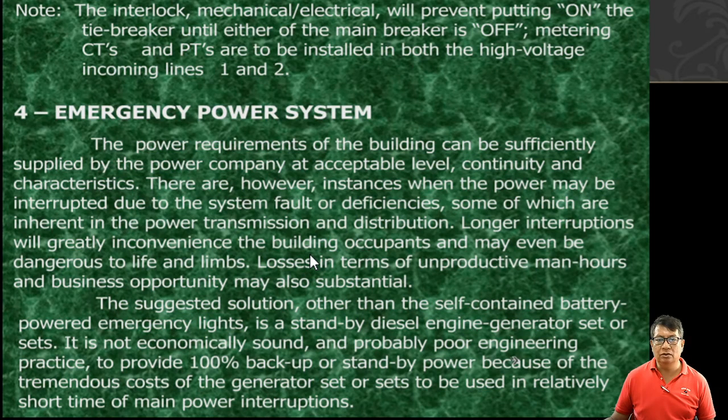Okay, let's proceed to the emergency power system. We have what is called the emergency power system, in case of blackouts or brownouts. The power requirements of the building can be sufficiently supplied by the power company at acceptable level, continuity, and characteristics. However, there are instances when the power may be interrupted due to system faults or deficiencies, some of which are inherent in the power transmission and distribution of the distribution utilities. Longer interruptions will create inconvenience for the building occupants and can even be dangerous to life and limb.